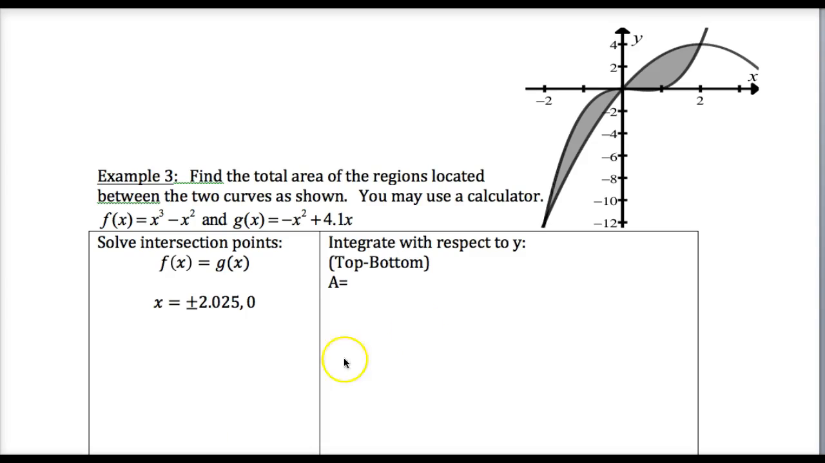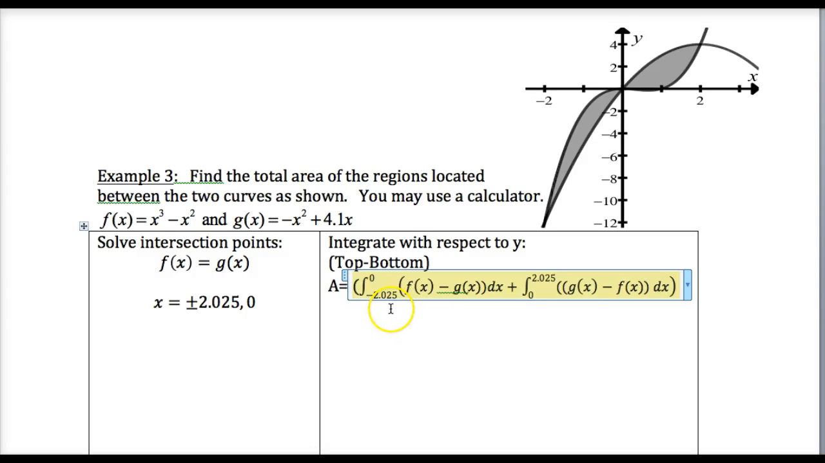So if I do this to get my values back, this is my definite integral that I'm going to have. Negative 2.0248, which we found would be this point here, and I'm going to go up to 0. And this is all dx, so I have that there. This first piece is going to be f minus g, because I've got the top minus the bottom in this situation. This is f, this is g. Then if I go over here, it just switched itself around. So I've got g minus f, and that would be from 0 to 2.0248. Okay, so that would be my definite integral.